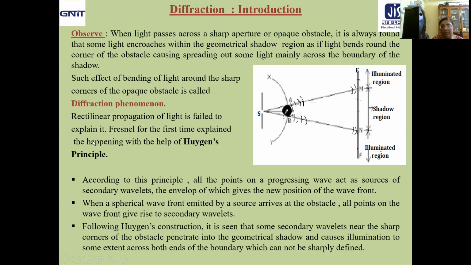Let us now come to how the happening is understood with the help of Huygens principle. Actually, in the last lecture, we have done Huygens principle in great detail. So according to this principle, we have seen all the points on a progressing wavefront act as sources of secondary wavelets, the envelope of which gives the new position of the wavefront.